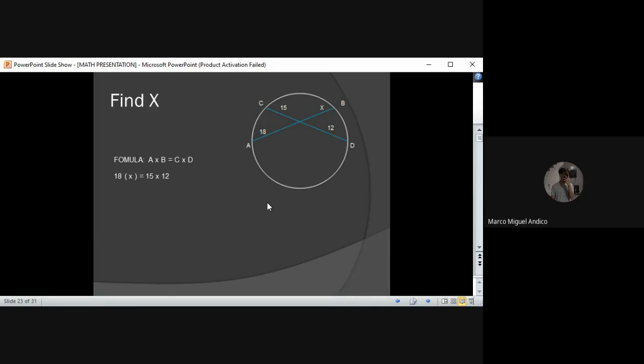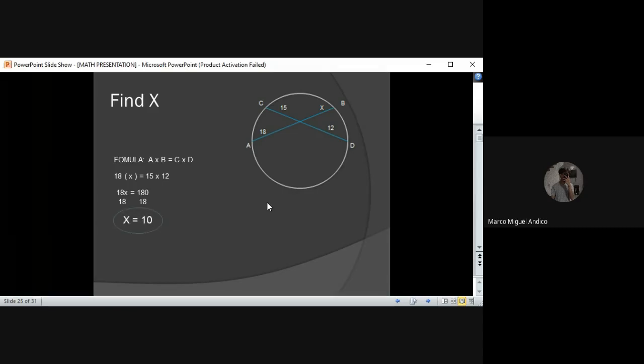So as you can see, hanapin po natin yung x. So i-divide po natin sila both sides ng 18. So i-cancel yung 18, tapos i-divide po sa 18 yung 180. So yung x ay equals to 10. Next, example number 2. Find x.